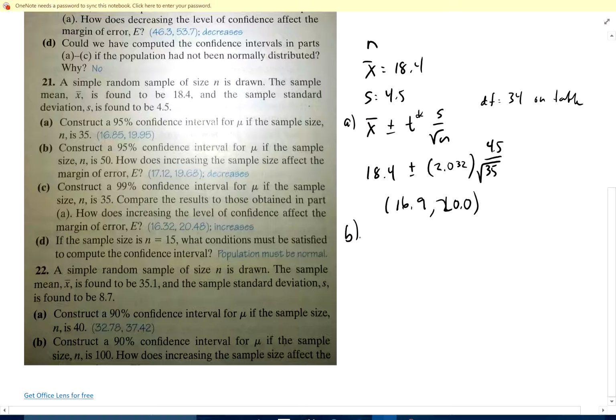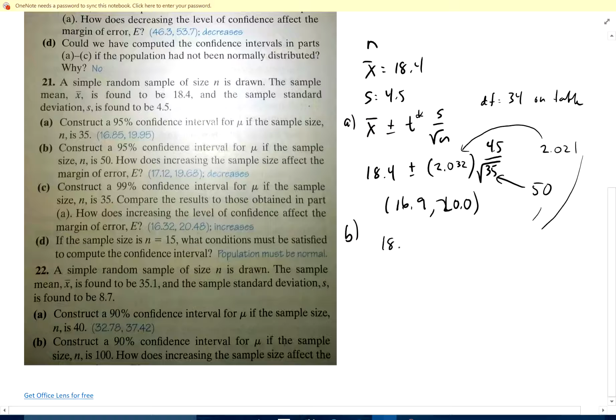B, construct a 95% confidence interval for mu if the sample size is 50. So that just changes that to 50, and it's also going to change that. And if I look that up on my table, there is no 49 on my table, so I go up on the table to the next one, which is 2.021. So that's what I get for here.